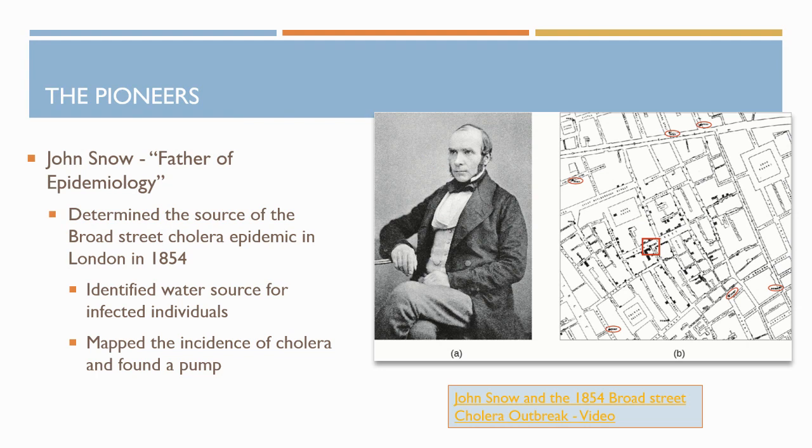So John Snow, the father of epidemiology, mapped every occurrence of cholera in London in 1854, and by doing this was able to work backwards and identify a specific water source that infected individuals used, tracing it back to this common source, a water pump in London, as the source of the cholera outbreak.